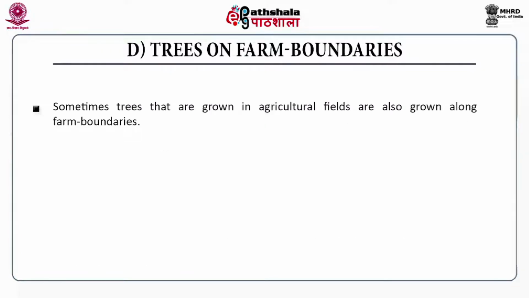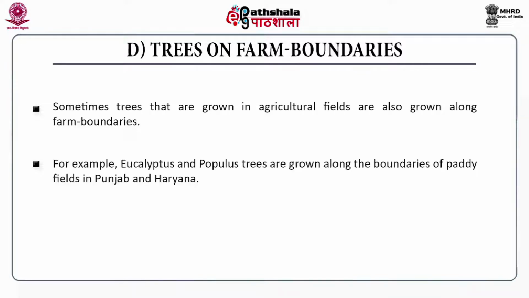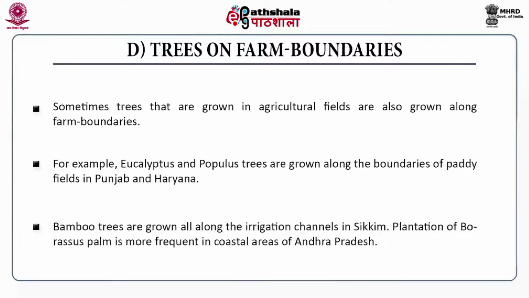Next comes trees on farm boundaries. Sometimes trees that are grown in agricultural fields are also grown along the farm boundaries. For example, eucalyptus and populus trees are grown along the boundaries of paddy fields in Punjab and Haryana. Bamboo trees are grown all along the irrigation channels in Sikkim. Plantation of Borassus palm is more frequent in coastal areas of Andhra Pradesh.